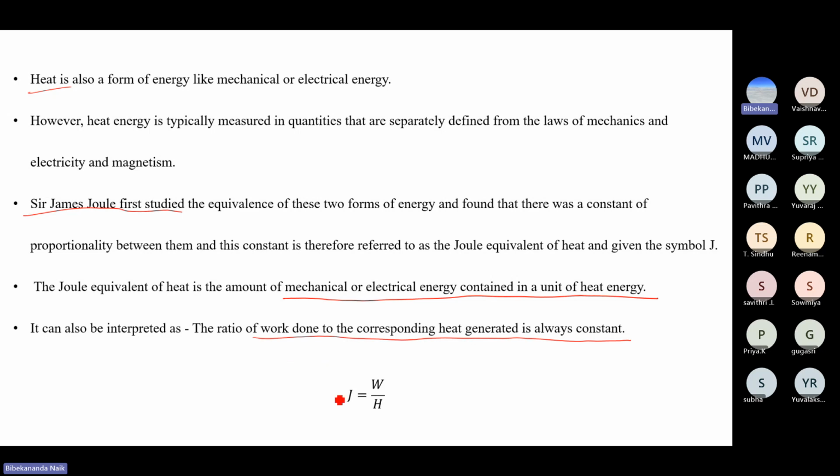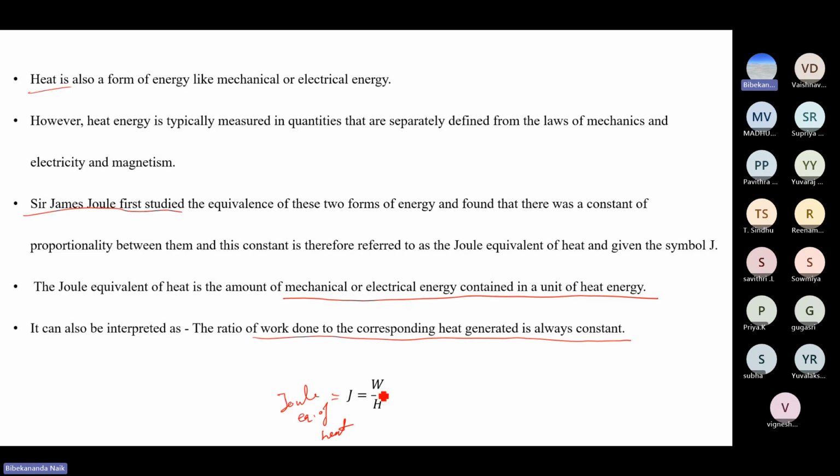So this constant is known as Joule equivalent of heat. That is, if we are doing some work, meaning energy, the heat generated gives a ratio, and the ratio is constant, and this constant value is called J, or Joule equivalent of heat. So we know the unit of J is Joule per calorie, and we all know 1 calorie is equal to 4.2 Joule.